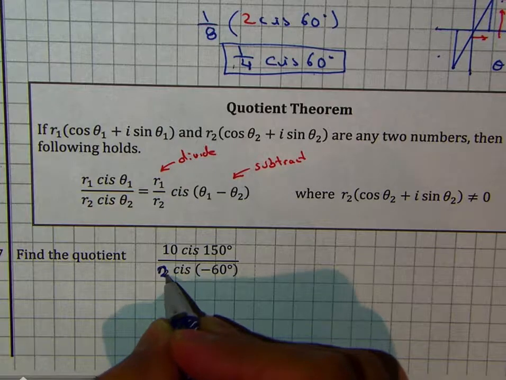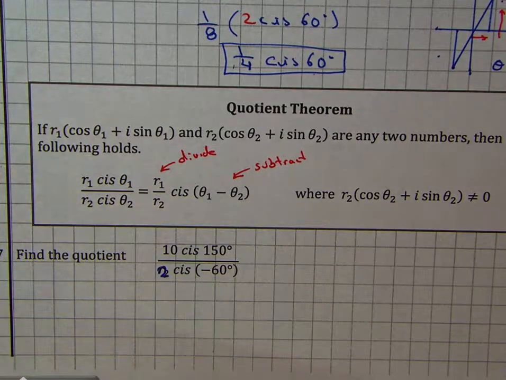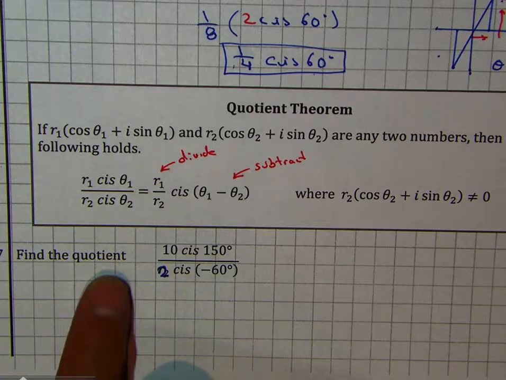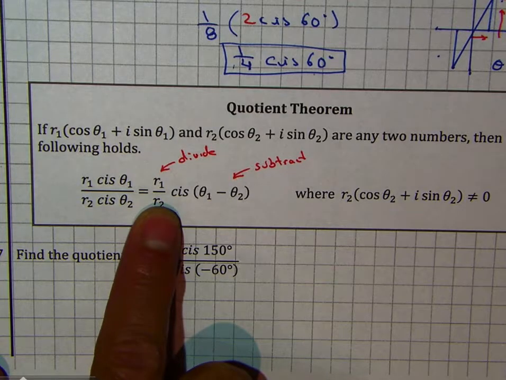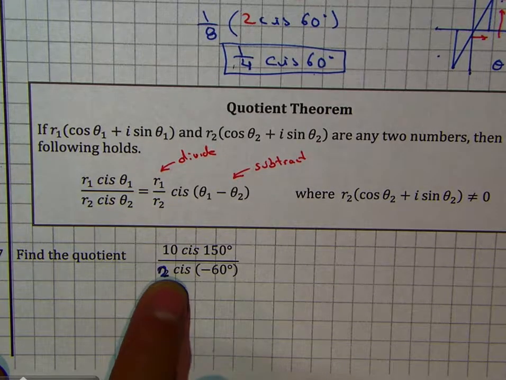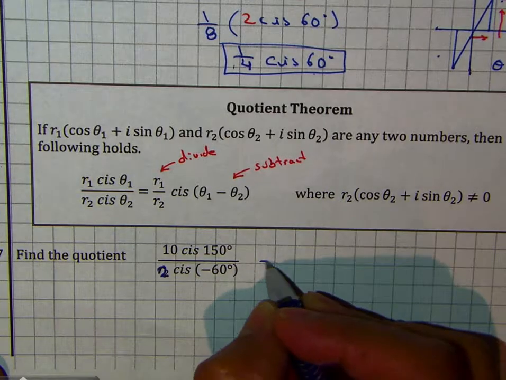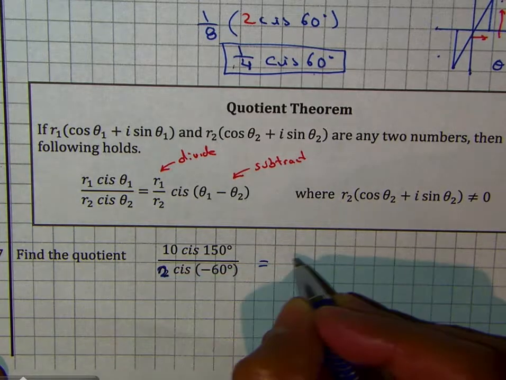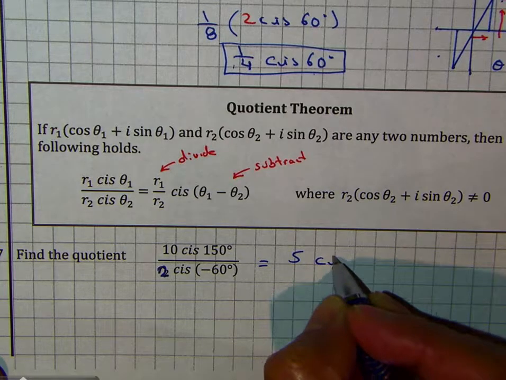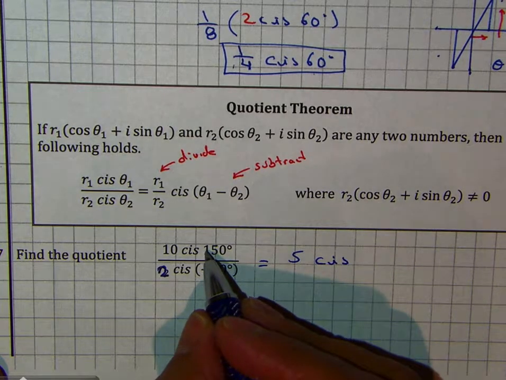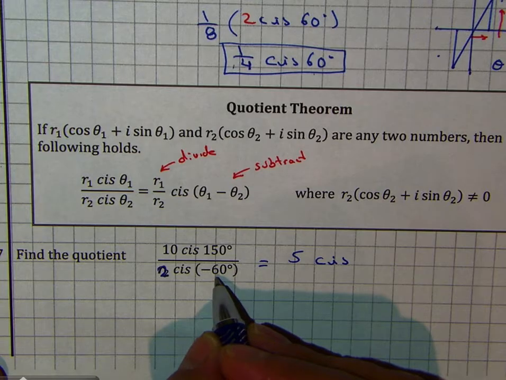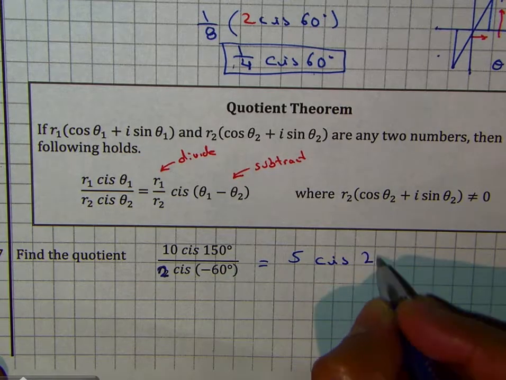Go and copy example number 7, and then we'll continue. Excellent. So in this case, do you guys prefer doing it the shorter way, or rewriting it in rectangular form, multiplying it out, and then changing it back to trig form? Correct. So much easier. 10 divided by 2 will be 5, cis. 150 minus negative 60 will be 210 degrees.